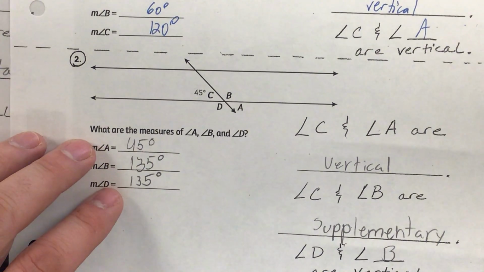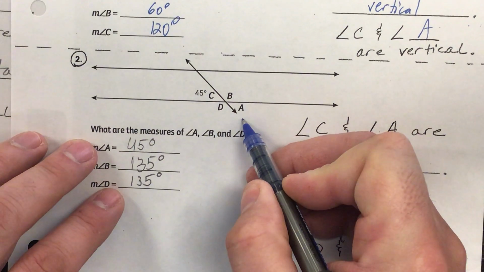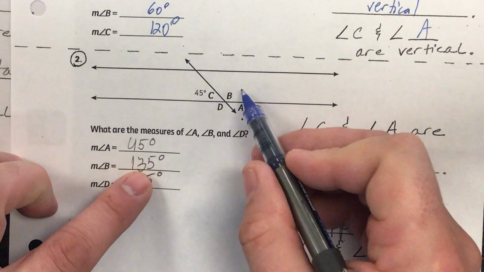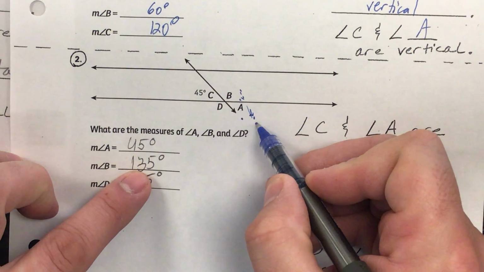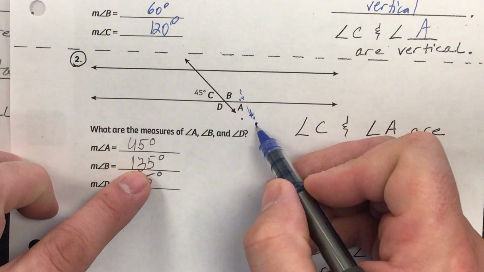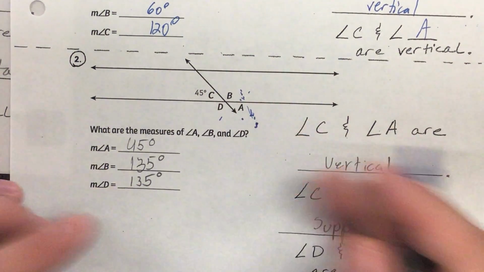So measure of angle A, 45 degrees. So they are across from each other. Super easy. Angle B, add up to 180. So 135 plus 45 is 180. And then these two are the same. So again, once you have one, you can get them all.